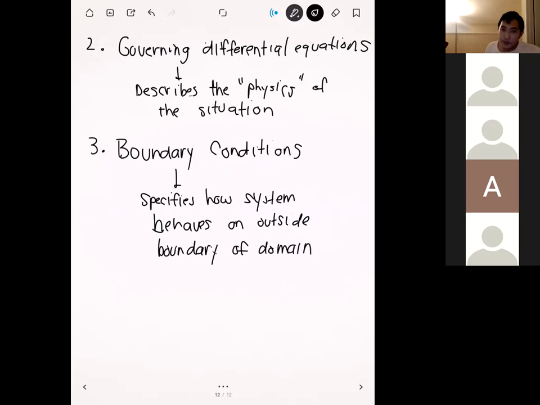And so remember, this is something that we specified in ANSYS too. A big part of ANSYS was specifying the loads and constraints, right? And that's essentially assigning boundary conditions.